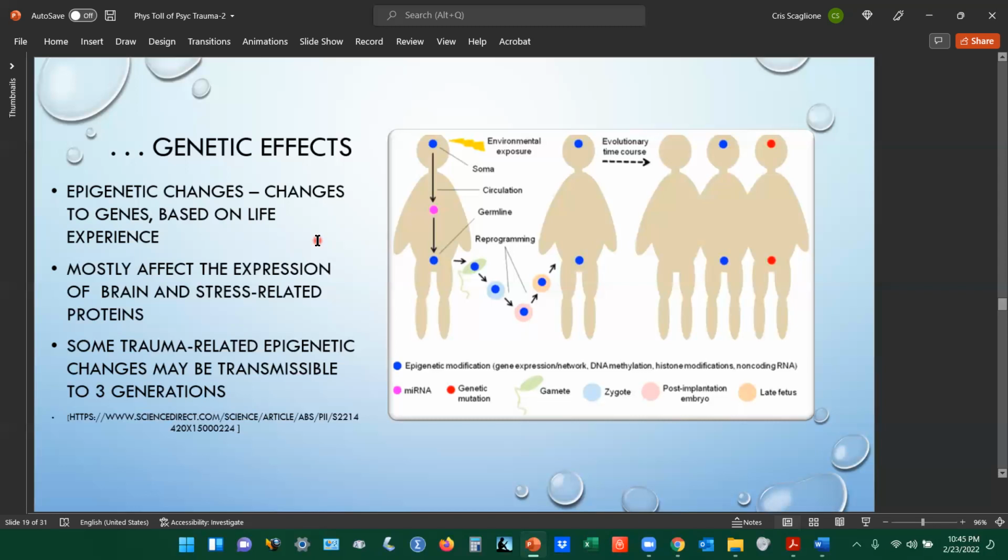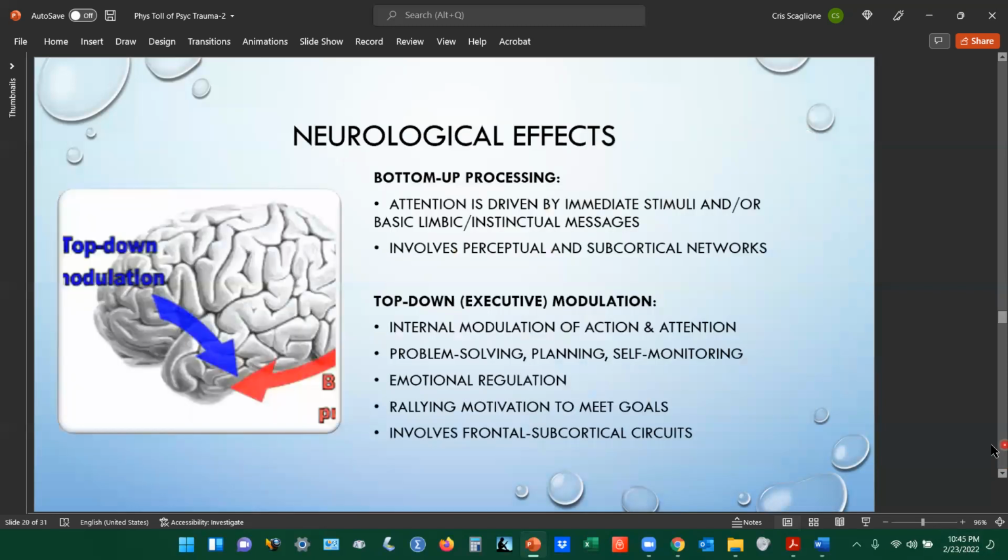We've traced it also now to at least 3 generations. So from the person to their children and then to their grandchildren. It may be extended past that. So again, we know for sure at least to 3 generations. And the most affected genes are the ones that build our brain and also build the stress-related protein responses. So it's the gift that keeps on giving. It's not just you, it could be you and your offspring.